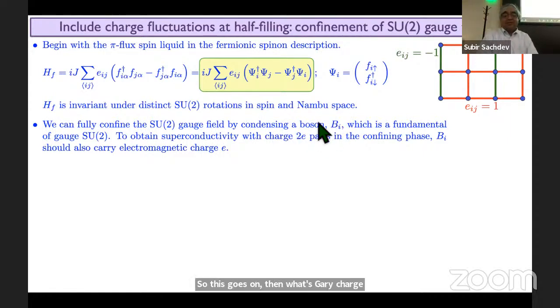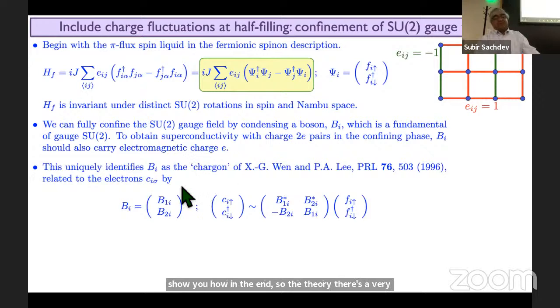And now the boson has an SU2 gauge charge. So if I'm going to make my Cooper pair of charge 2e, it has to be a composite of this boson. So really the only thing I can do is give the boson charge e. So basically I could just postulate that there's some low energy boson, some Higgs field, which has charge e and is a fundamental of SU2. At one level I can do that. Or later on, if I have time, I'll show you how in the ancilla theory, there's a very natural candidate for this boson.